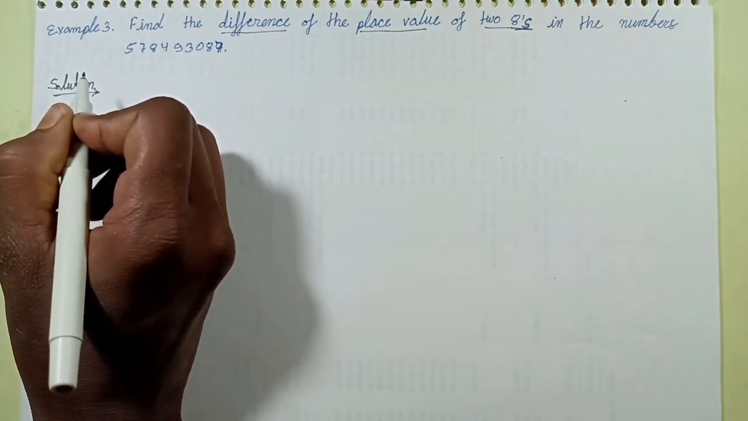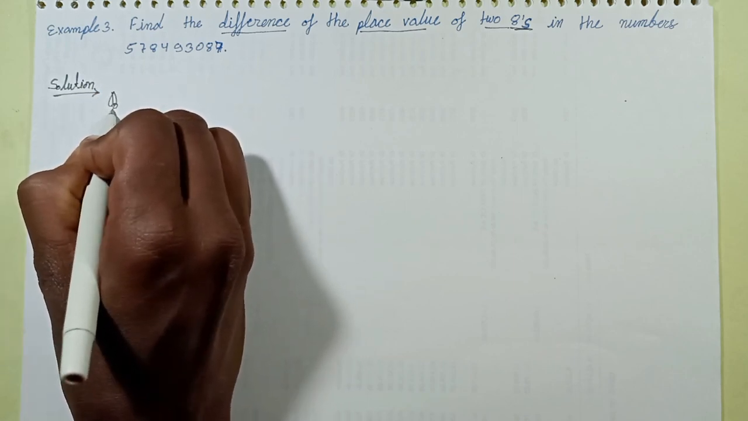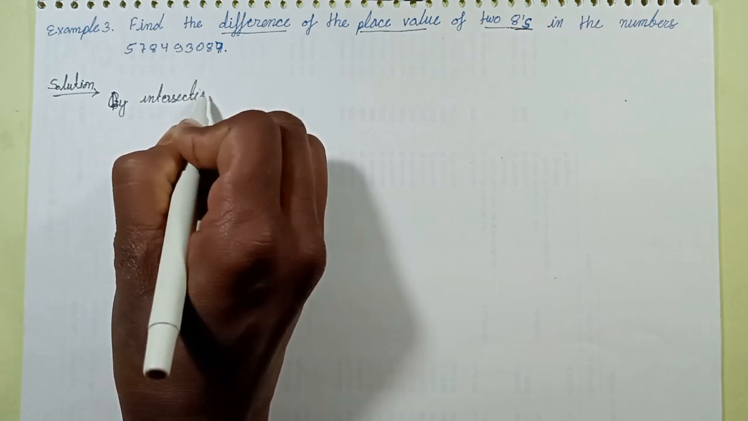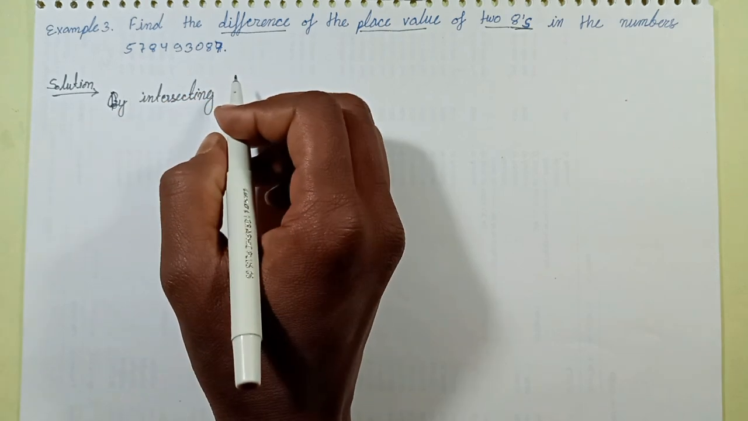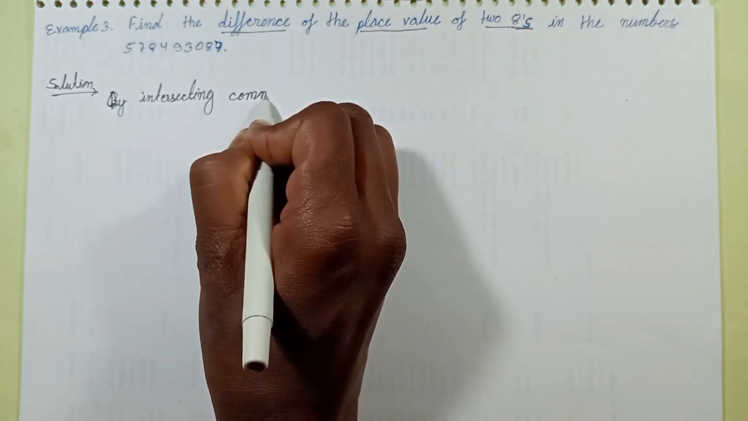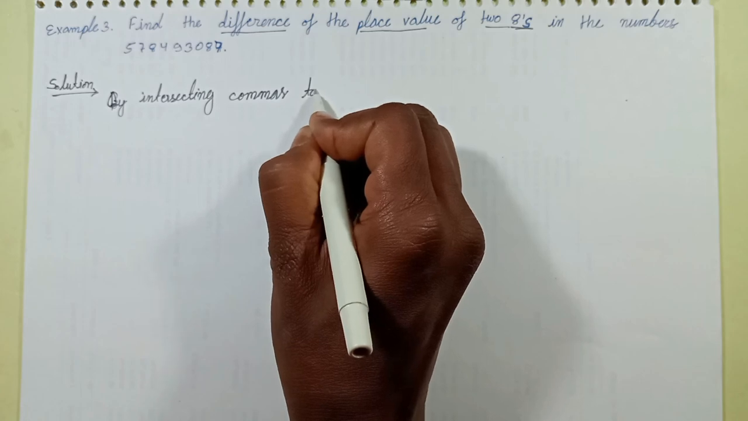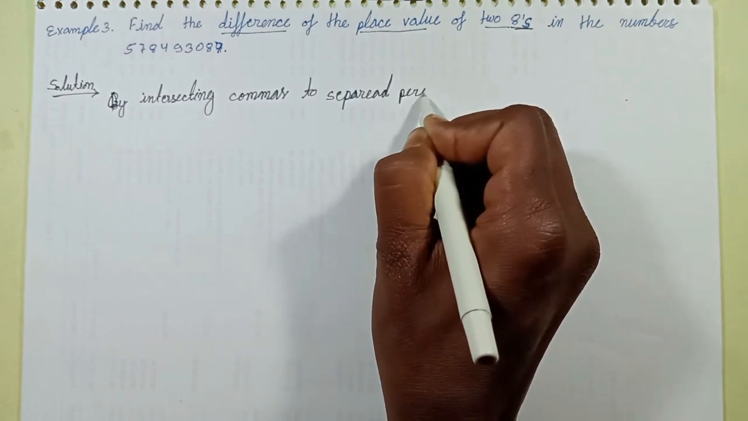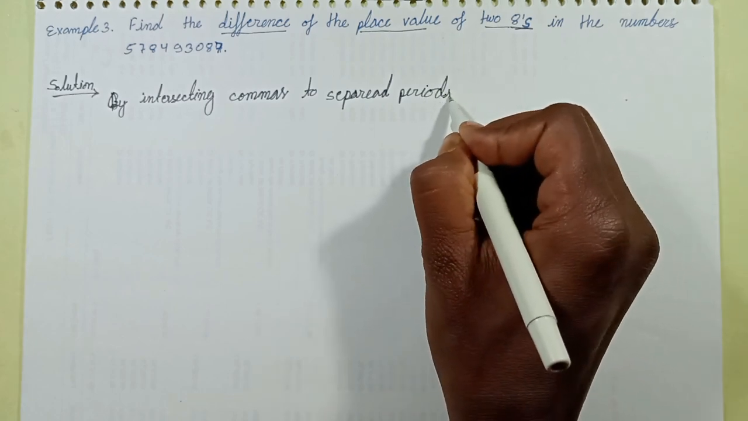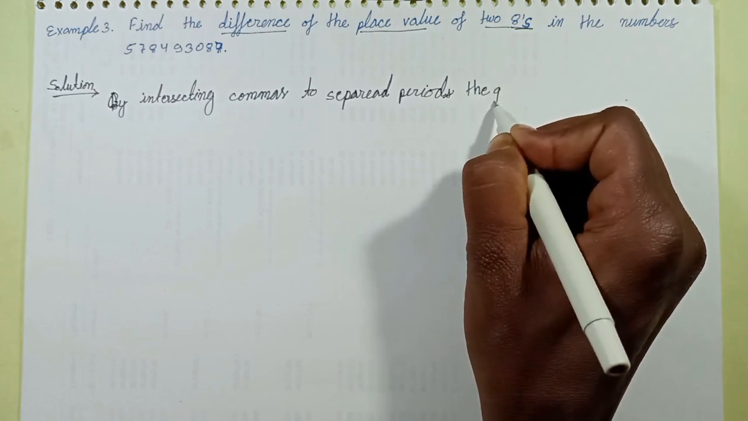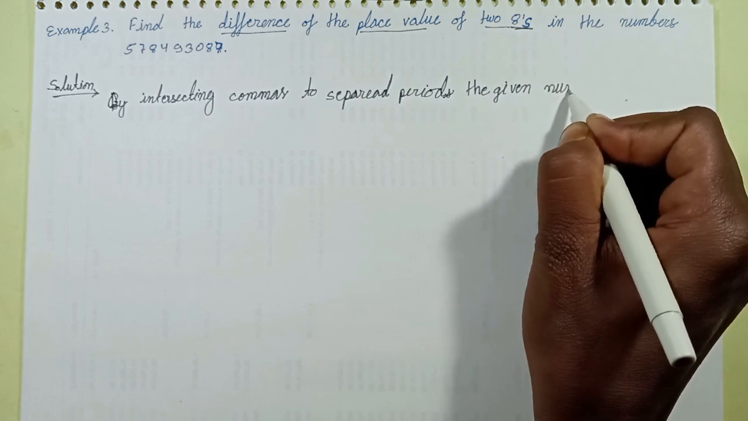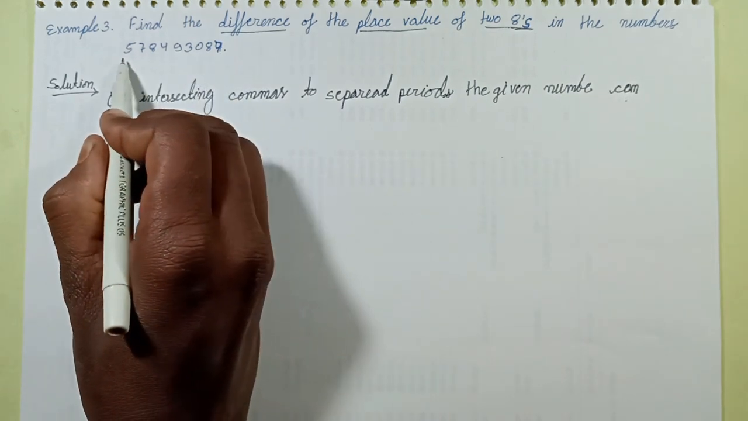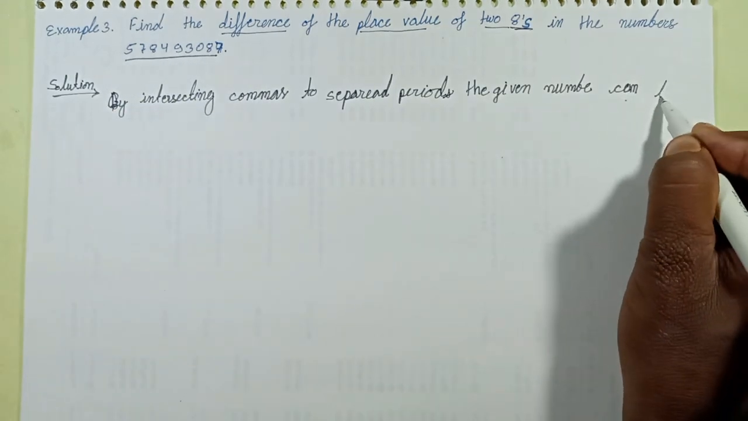Solution: by inserting commas to separate periods, the given number can be written as follows.